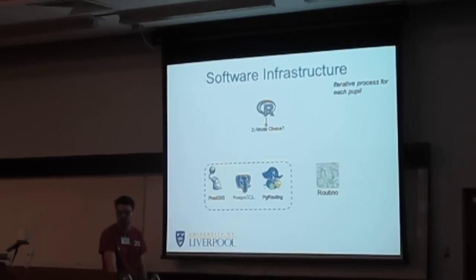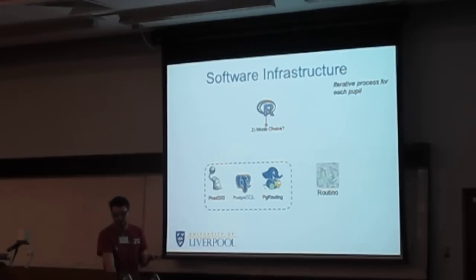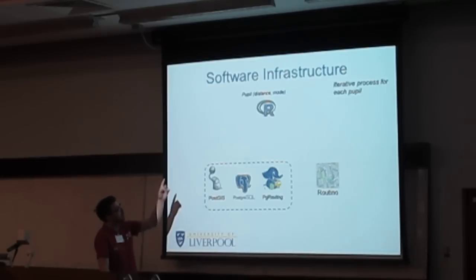It sends a query to the database, gets an origin, destination and the mode type. It looks at the mode choice, so how they travel to school. If it's light rail, it sends a query to the pgRouting extension for PostgreSQL, and it calculates a route on an appropriate rail network or light rail network. If it's road, it sends it to Routino, and again it returns the distance travelled, so then you have the pupil, the distance, and the mode type.